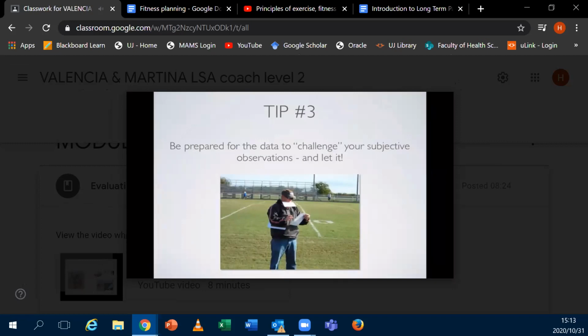And the third tip really is be prepared for, at times, the data will back up your subjective observations, but other times it will conflict with what you've perceived or viewed on the day. So just be prepared and open-minded enough to let the data challenge you when it's not in agreement. Doesn't mean that you have to always then go with what the data says, but you just need to consider it, take it on board, and then make what you think is the best decision or take the best action going forward.